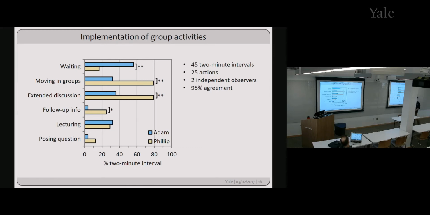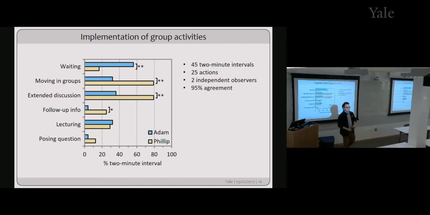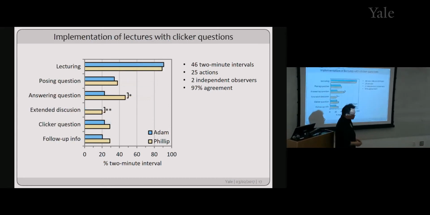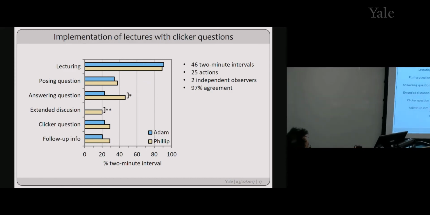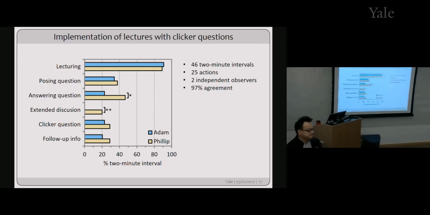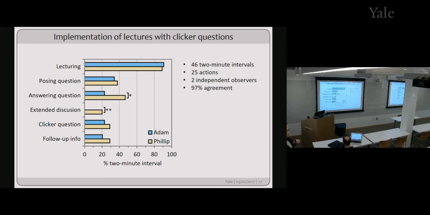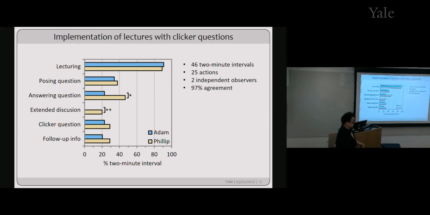Various sorts of follow-up information that's based on feedback that he's gotten walking around and talking to different groups of students. And then for clicker questions in lectures, what we found is that Philip spent a lot more time answering questions and having this kind of extended discussion, one-to-one or one-to-many in the classroom, where you're going back and forth between multiple students and your questions and answers. Whereas Adam didn't do that as much.